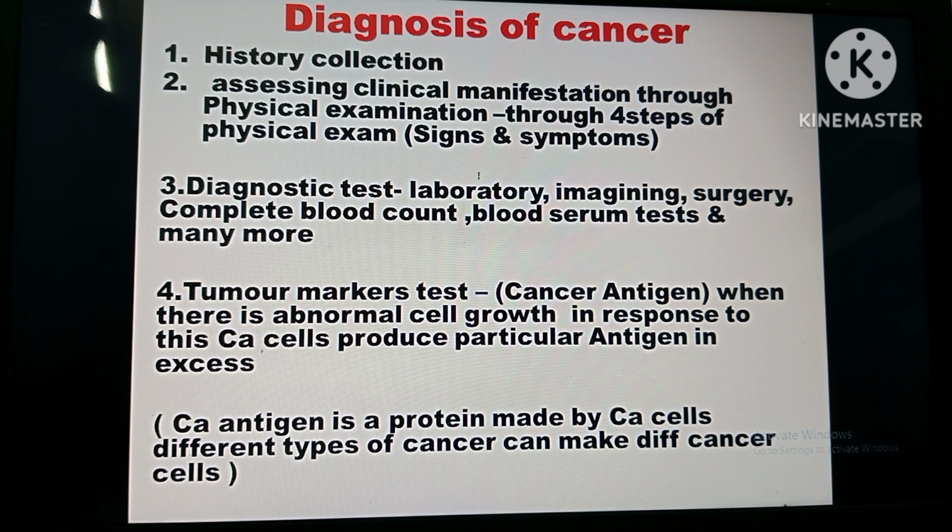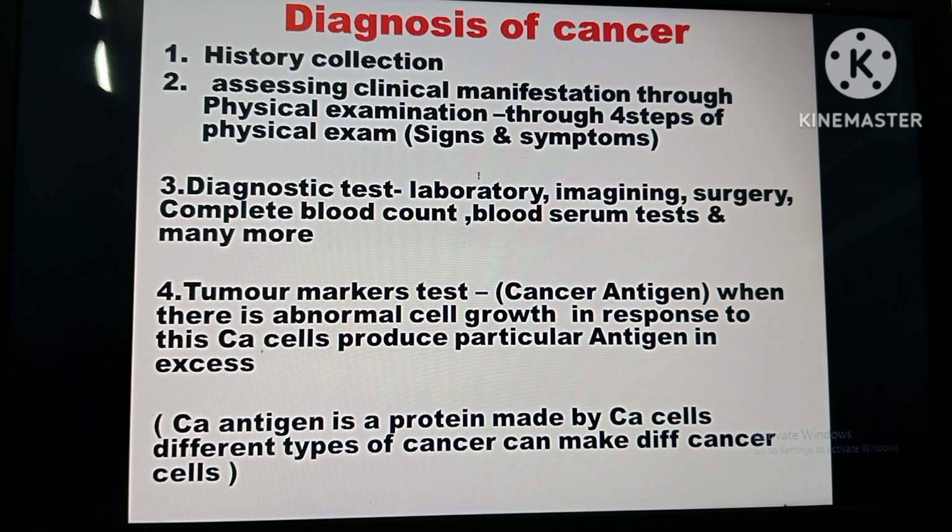So what is a tumor marker test? A tumor marker is a kind of chemical released from the cancer cell itself, or released from the normal cell in response to the cancer cell. The tumor marker, the chemical substance, is a kind of antigen, a protein made by the cancer cell itself. Apart from that, imaging studies, which may be X-ray, CT scan, MRI.